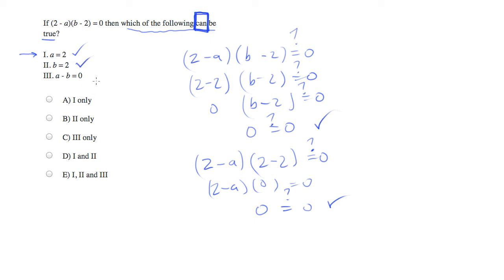And the third one is where it gets a little different. They're saying a minus b is equal to 0. And here we're forced to ask ourselves, is it possible that a minus b could be equal to 0? Well, when would that occur? If a minus b equals 0, what do we know about a and b? They have the same value.